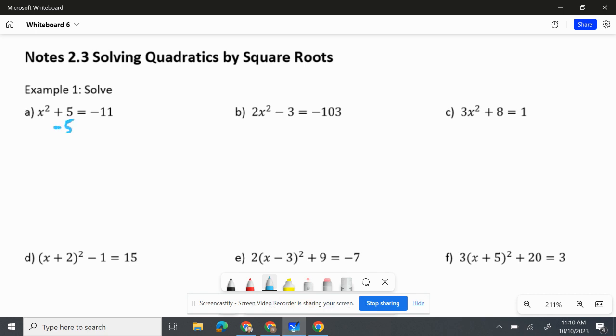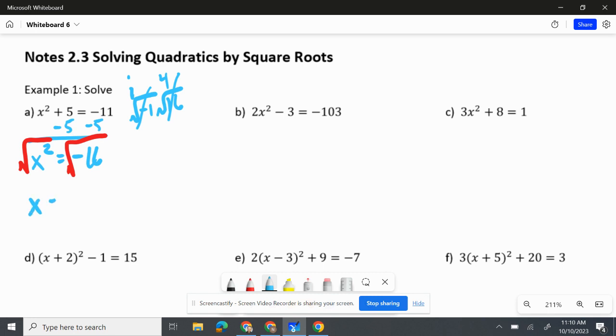So our first step is we subtract the 5 on both sides. That gives us x squared is equal to negative 16. Then the opposite of squaring something is taking a square root. So we take a square root. And when we do that, we know that negative 16 is negative 1 and 16. Square root of 16 is 4. Square root of negative 1 is i. So our answer is x equals 4i.